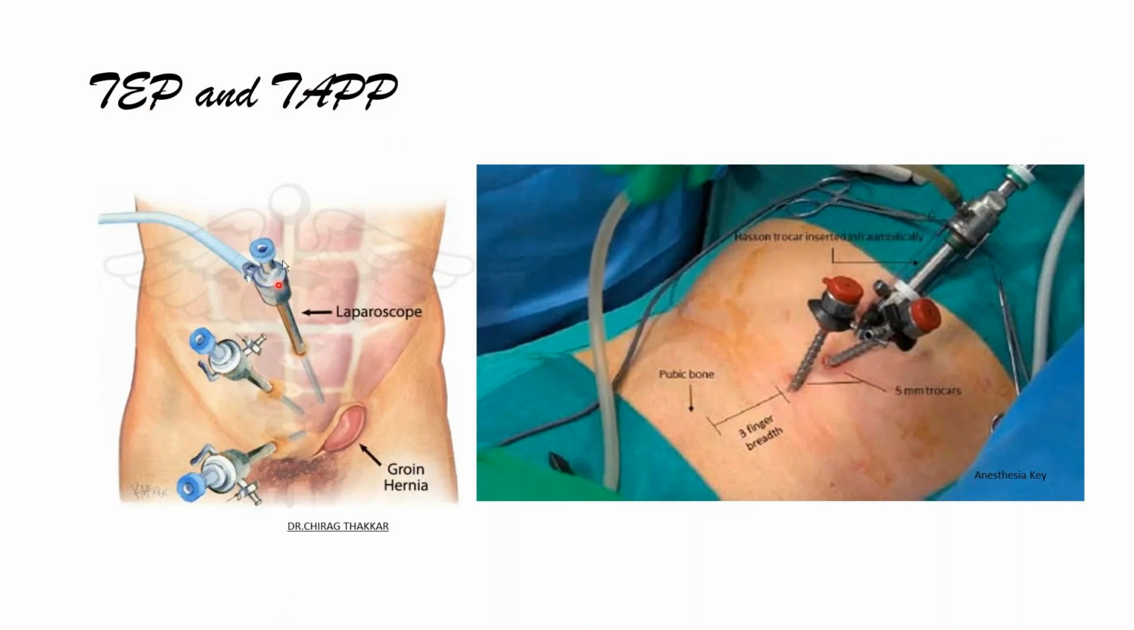So these are the ports, how you put them. This is the pubic tubercle. This is the caudal end. This is the cranial end. The head is here.